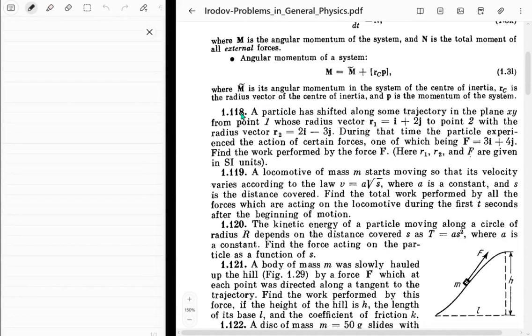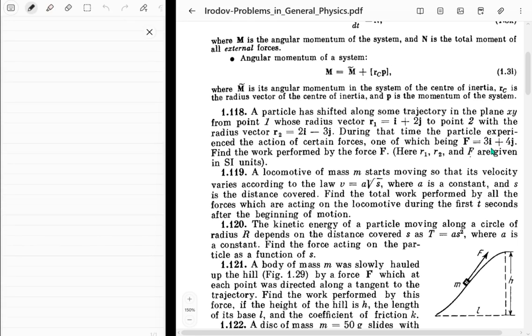Let's go. Okay, 118. A particle has shifted along some trajectory in the plane xy from point 1 whose radius vector is given to point 2 whose radius vector is given. During that time the particle experienced the action of certain forces, one of which is given. Find the work done by the force F. Here R1, R2 and F are given in SI units.